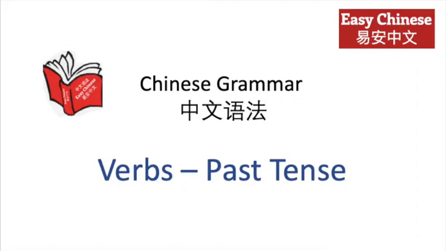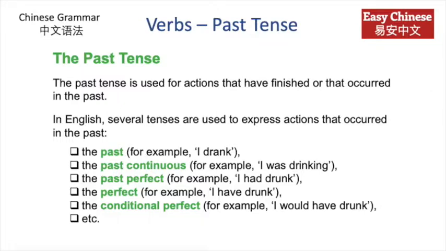中文语法 Chinese grammar. Verbs, the past tense. The past tense is used for actions that have finished or that occurred in the past. In English, several tenses are used to express actions that occurred in the past. The past, for example, I drank. The past continuous, for example, I was drinking. The past perfect, I had drunk. The perfect, I have drunk. The conditional perfect, I would have drunk, etc., etc.